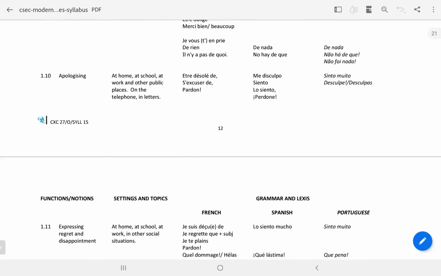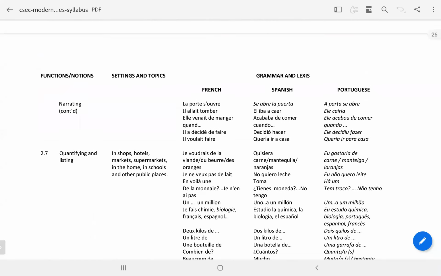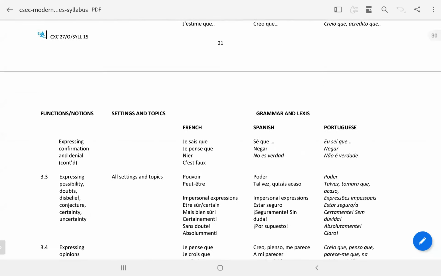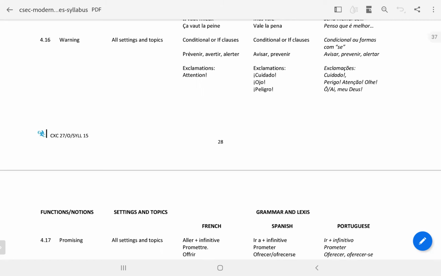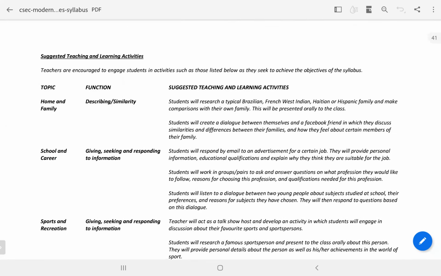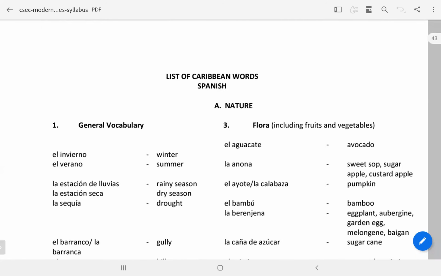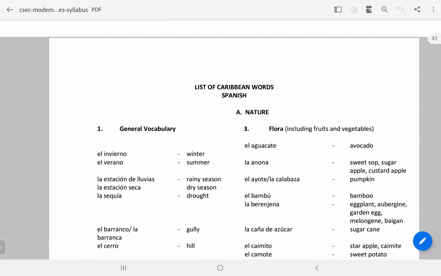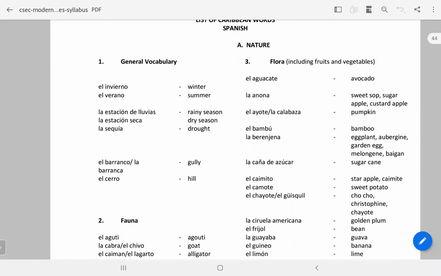So these are very important. This list is very important. So get yourself the syllabus and look for the Spanish, look at the functions, look at the notions and take it down. Be mindful of these things. Now, of course, this is just a guide because you have to develop your vocabulary and whatnot. So guys, this is basically it for the functions and the notions. CXC also has a list of Caribbean words in case you want to express something that you cannot find in our dictionary. This is actually really nice. So you would see different ways of saying things here, especially, well, like the flora and fauna, things that we see or that we eat or consume on a daily basis.